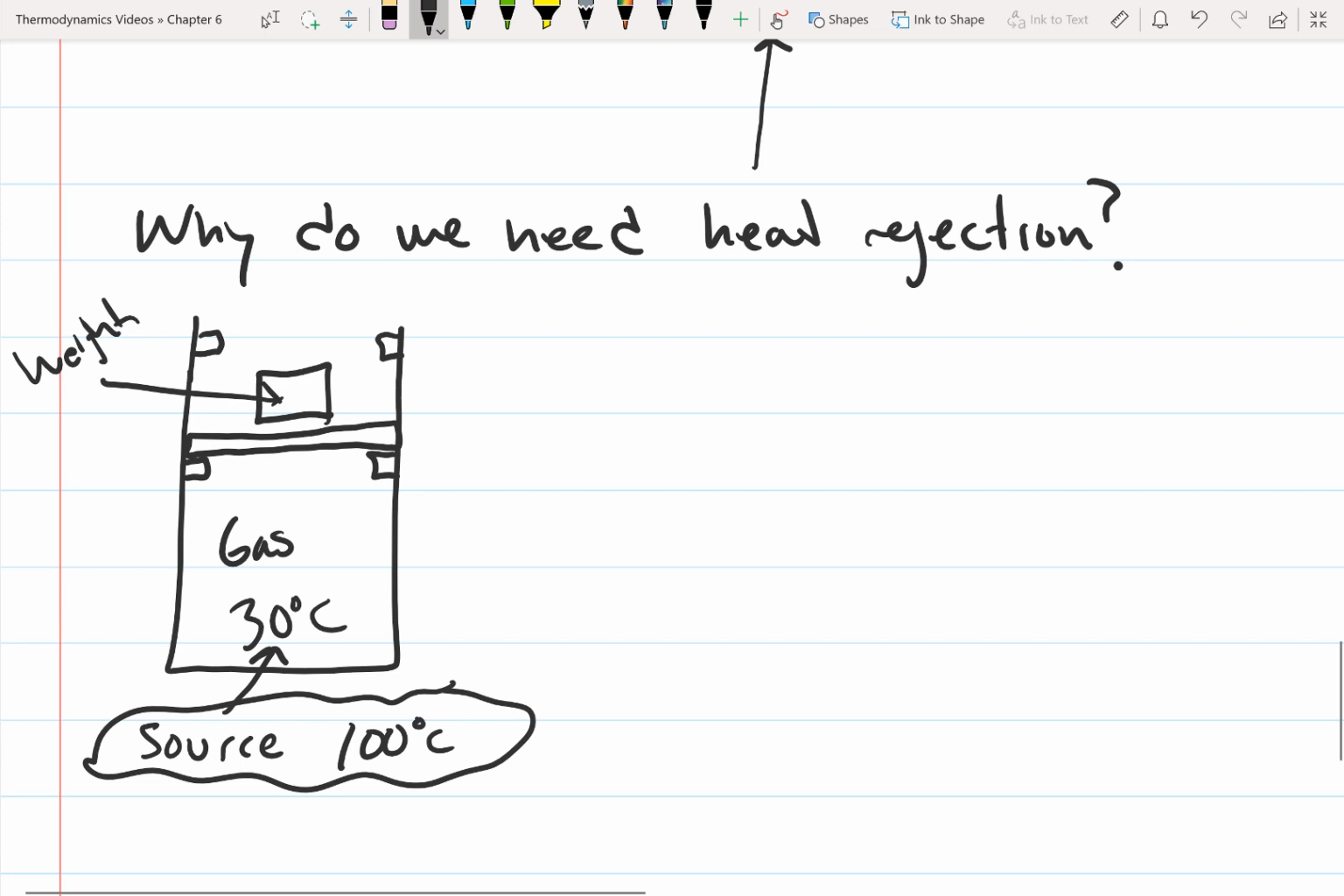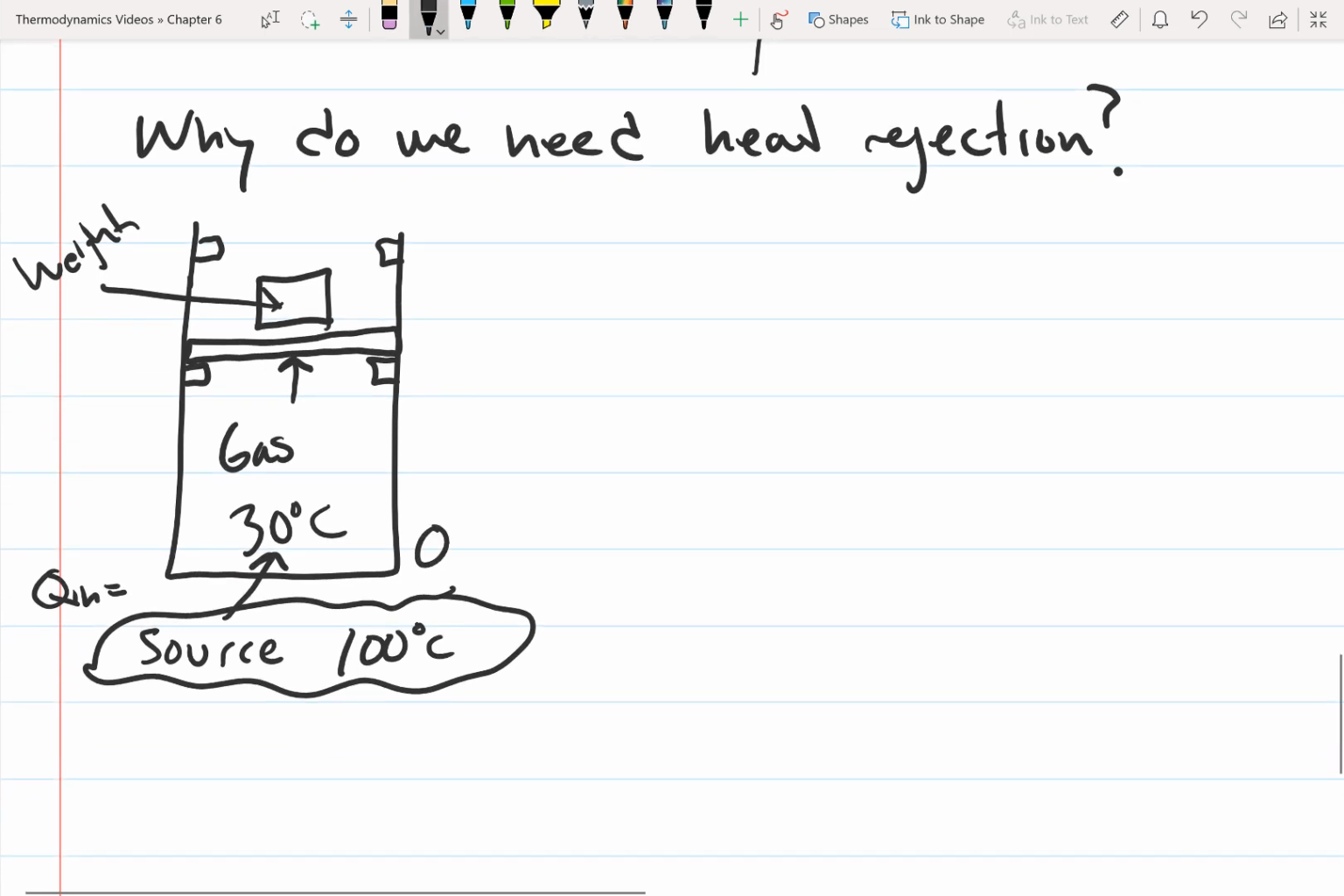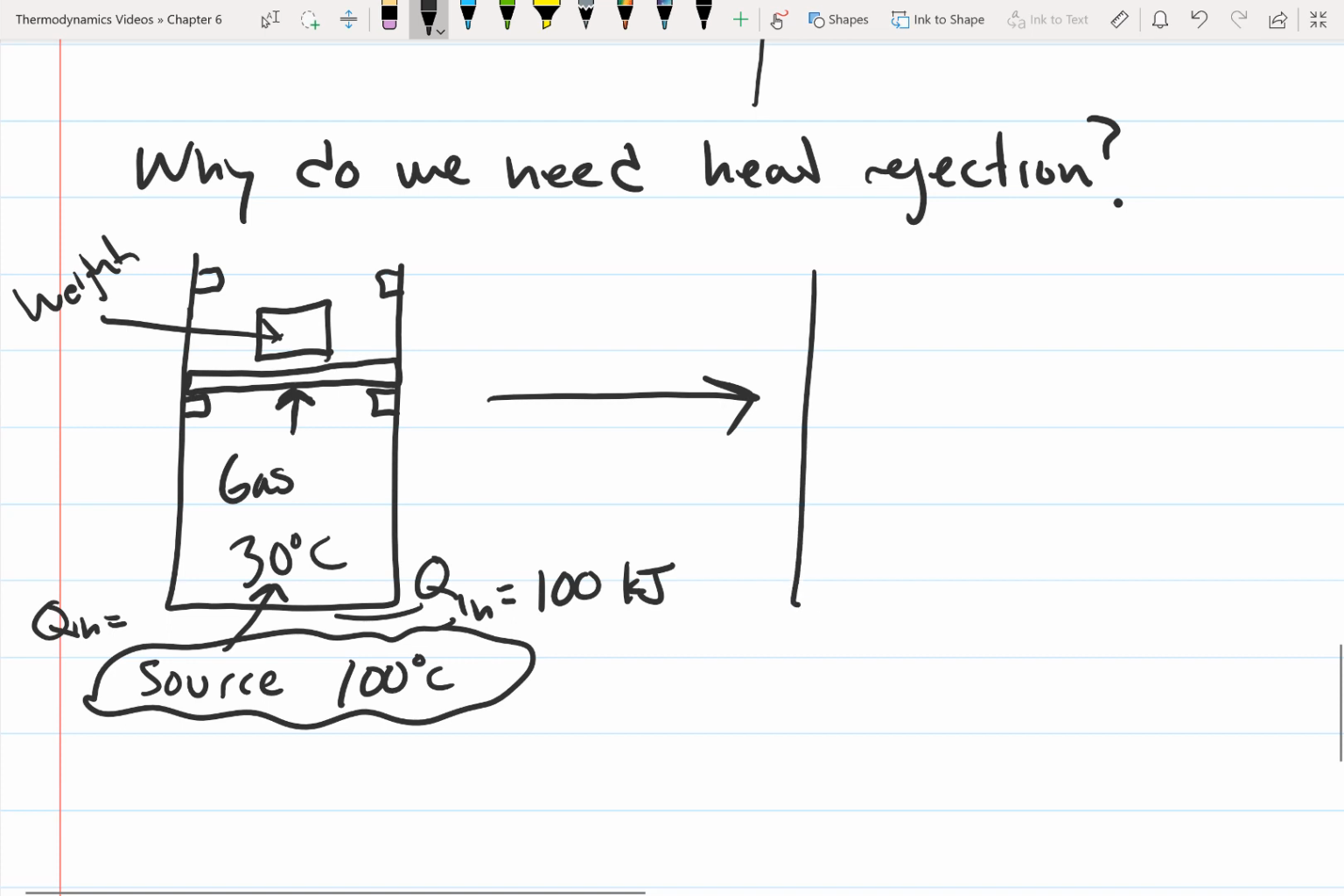The gas is going to expand, and it's going to provide work, and it's going to lift that load. So I'm going to just say that the Qn is, and let's write this over here. So Qn is equal to 100 kilojoules.